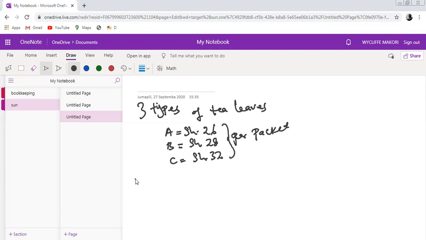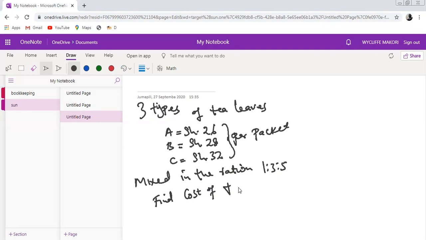And then we are told that they are mixed in the ratio 1:3:5, like that. Find the cost of the mixture. Now we are good to go.